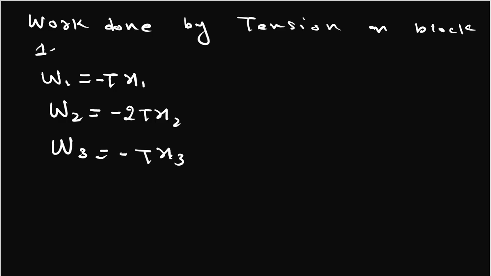These three work done are individual, and none of them is 0. When we write W1, W2, W3, W1 is the work done by tension on block 1, and we are only studying block 1, so this is not 0; it is minus Tx1. When studying the second block, it is minus 2Tx2, not 0 because we are only studying the second block. Here tension is an external force. For the third block, W3 is equal to minus Tx3, again not 0, because when we study only the third block, tension is an external force.